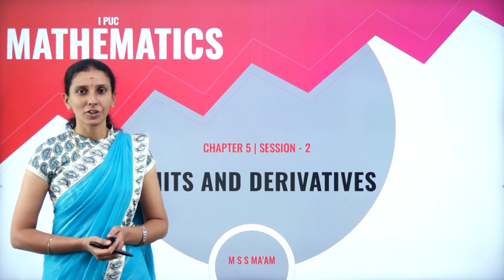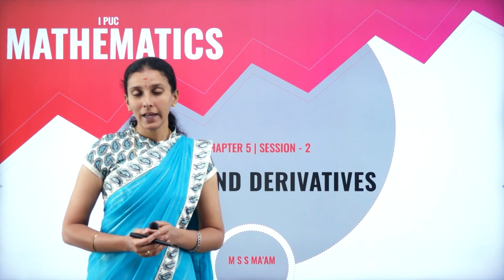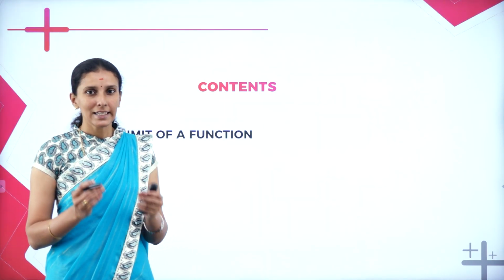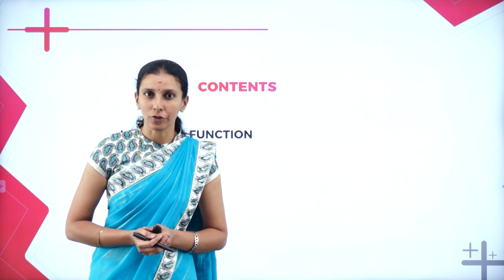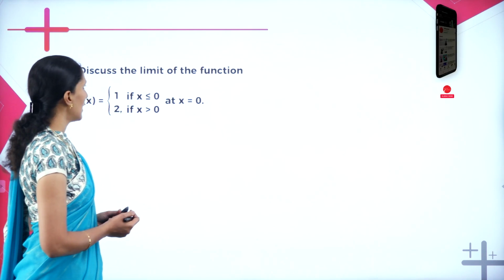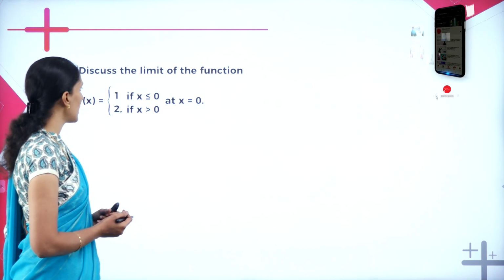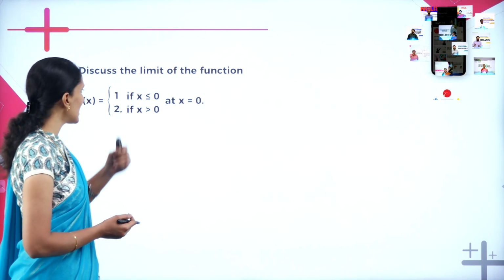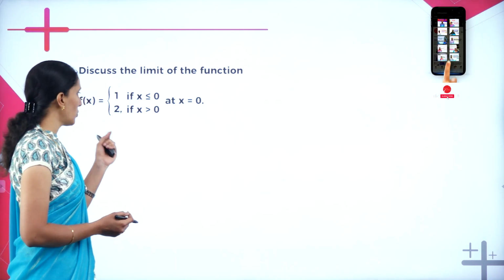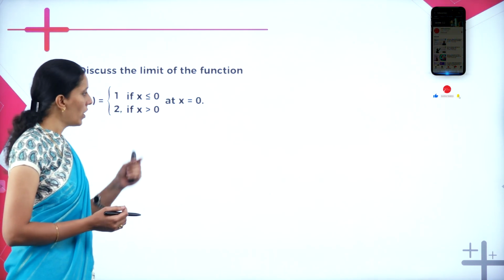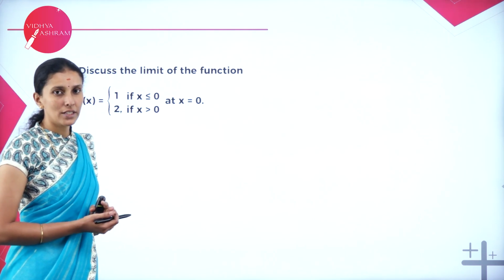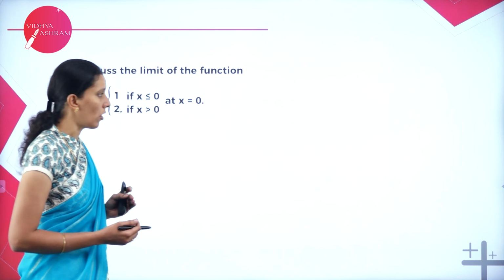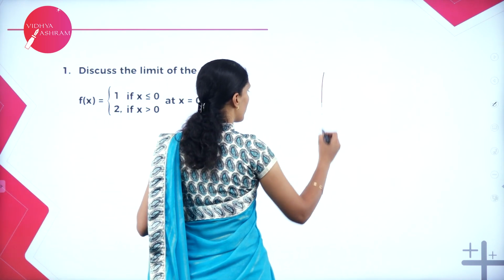In our previous session, we have learned what you mean by limit of a function. Let us see by taking a few more examples to study the limit of a function. So discuss the limit of a function f of x is equal to 1 when x is less than or equal to 0, and 2 if x is greater than 0, at the point x is equal to 0. So let us study the behavior of this function, whether the limit exists or not. So let me draw the graph of this function.